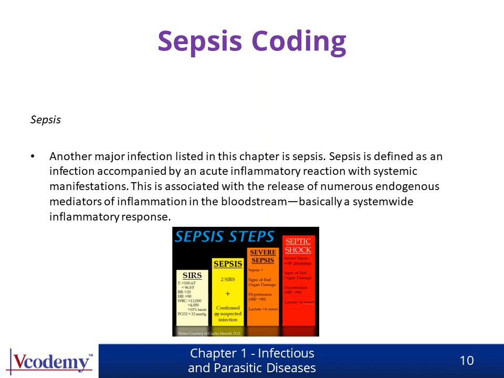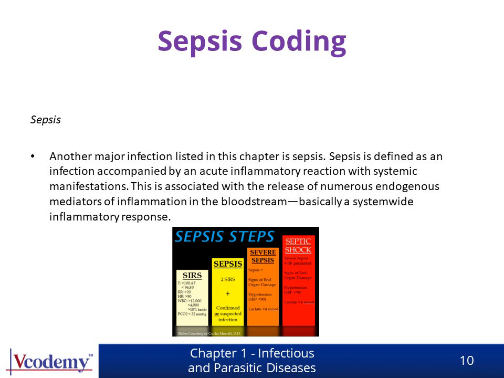So the next important guideline in this chapter is regarding sepsis. Okay, so what is sepsis? Another major infection which can occur as a localized infection in one part of the body, but it can spread throughout the body through blood. Okay, so that is sepsis for you. Many organs will be affected in sepsis. So another major infection listed in this chapter is sepsis.